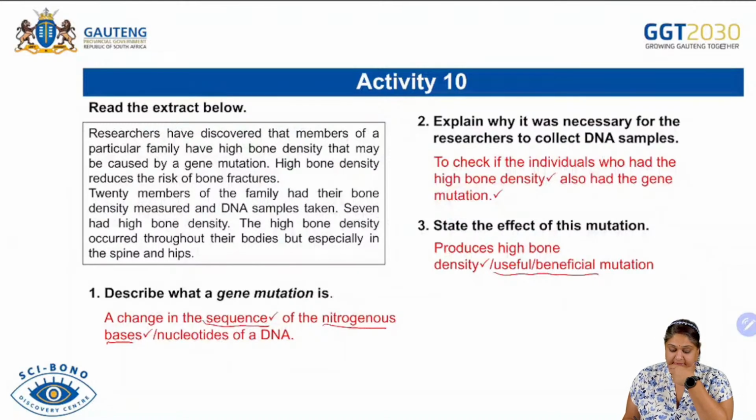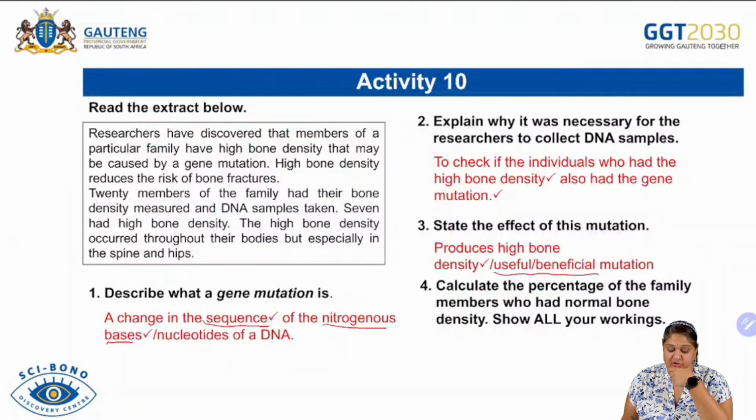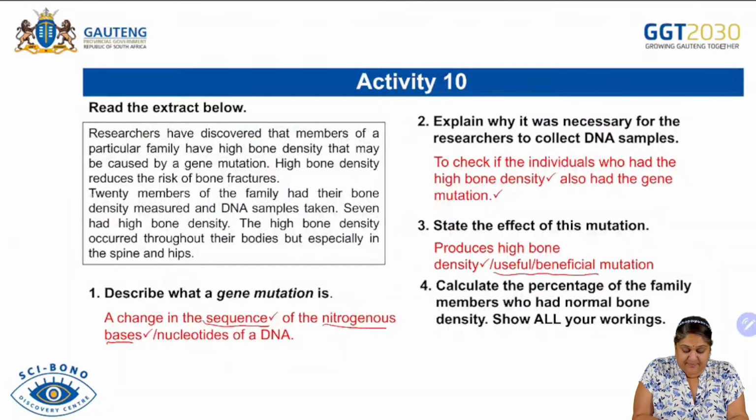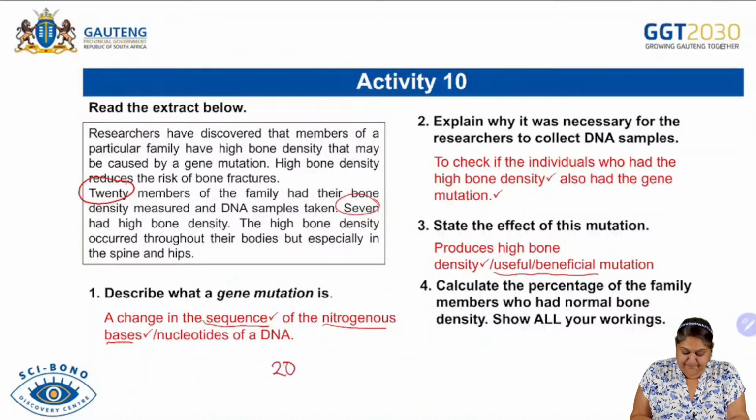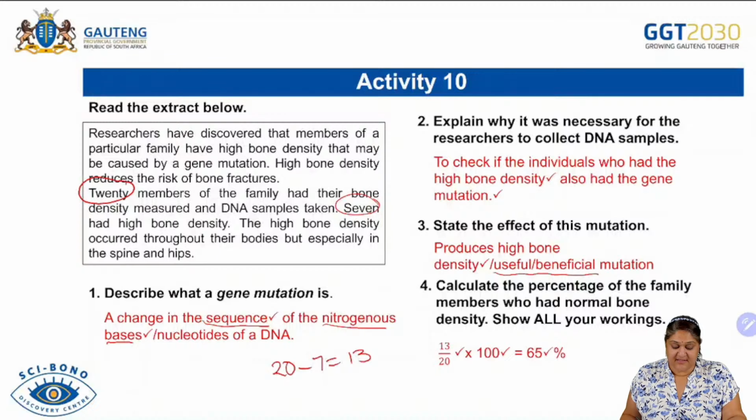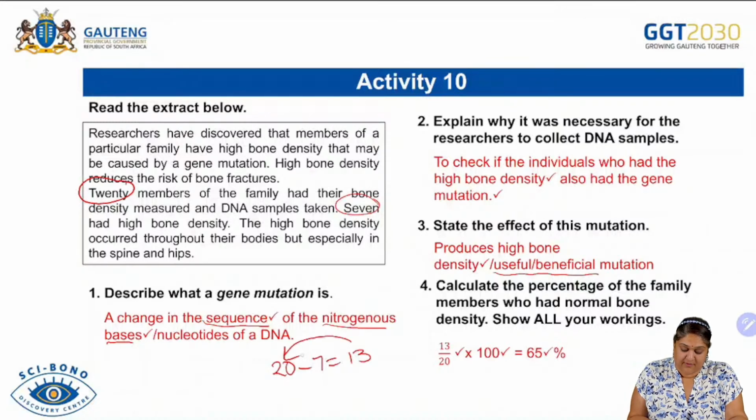Okay? And then the last question here we're going to do, you calculate the percentage of family members who had normal bone density. Show all your working. So they said we had 20 people. And we said that 7 had high bone density. So they want to know how many are normal. So we have 20 minus 7, which is 13. So we have 13 out of our 20.